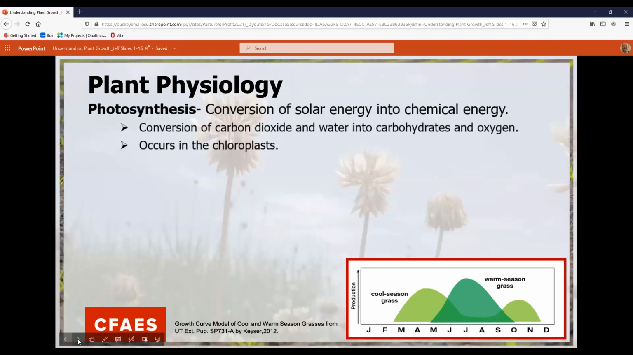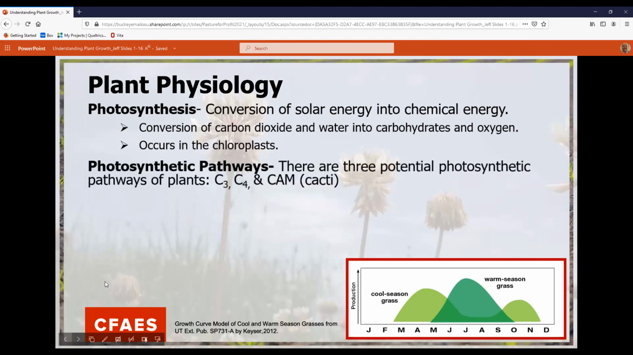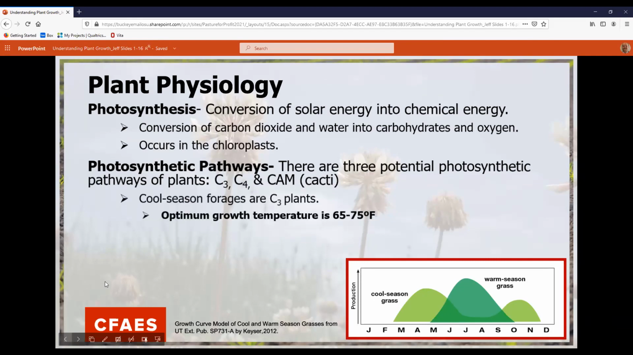So all those structures are to help the plant convert solar energy to chemical energy. This is the basic science of agriculture, converting carbon dioxide and water into carbohydrates and oxygen. It occurs in the chloroplast. There are 3 photosynthetic pathways, C3, C4, and CAM. We're really focused on grazing. We focus on the C3s, which are cool season grass plants.